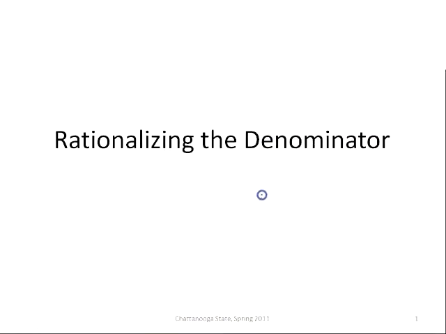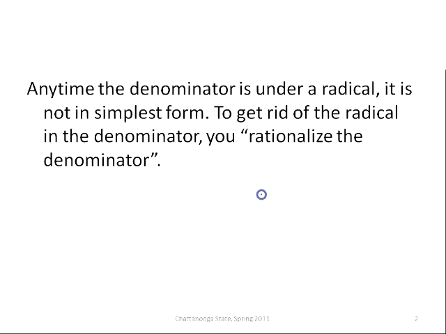Rationalizing the denominator. Anytime you have an expression in which the denominator is under a radical, it is not considered to be in simplest form. To get rid of the radical in the denominator, you go through a process that we call rationalizing the denominator. That means we want to make it a rational number.